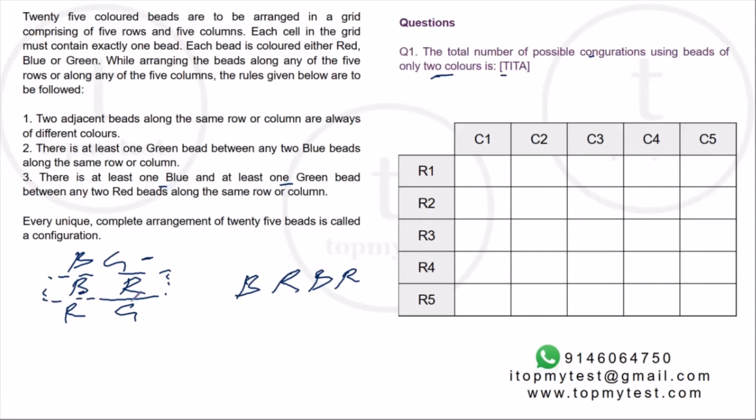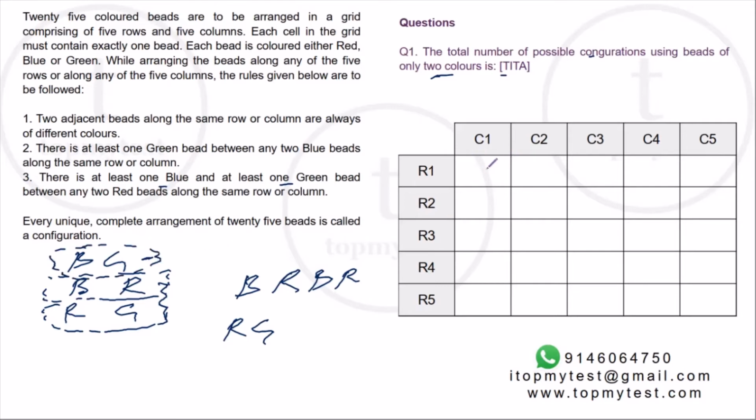Similarly, there will be no way that I can fill using red and green also. Why? Because when you fill red, then green, the next one cannot be red. Again, it will violate the condition that there should be at least one blue and one green between any two red beads in a row or in a column. So with only blue and red or with only red and green, I cannot fill the grid. With blue and green, I might be able to fill up the grid. Alright, so let's try this.